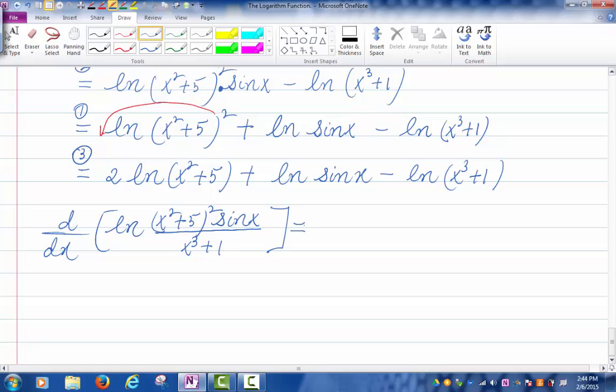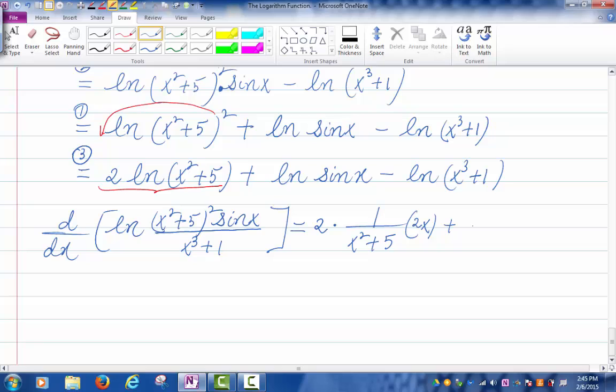then it will be the derivative of the first term. What's the derivative of 2 times ln of x squared plus 5? Well, it will be 2 times, let's do it one step at a time. I have ln of x squared plus 5. If x squared plus 5 were just x, then the derivative would be 1 over x squared plus 5. But x squared plus 5 isn't x, so I have to multiply by the derivative of that, which is 2x.